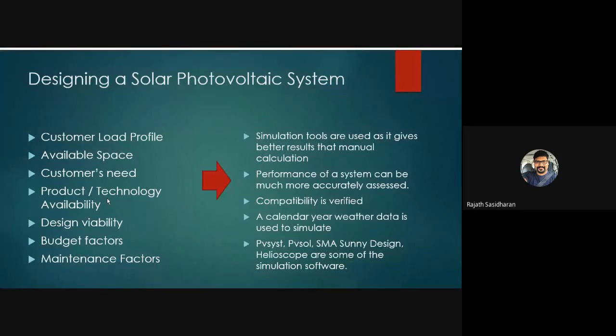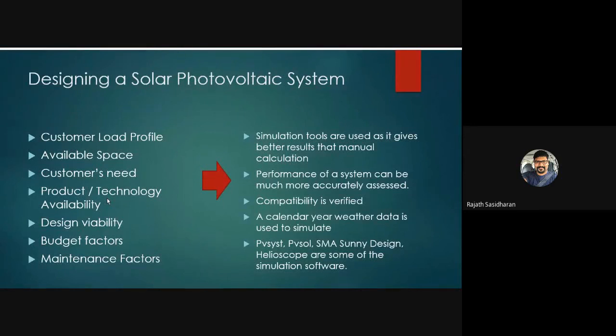The product and technology availability, yes, because some inverters are not equipped for certain countries. So there are some restrictions. There are Japanese standard inverters, there are US standard inverters, some are Australian standard. So it depends on the grid and the grid characteristics and the climate and so many factors. So we need to always consider product and technology availability. The next is design viability: how better we can design for a certain kind of load. Then the budget factors, of course, because at the end of the day, money matters, and maintenance factors.